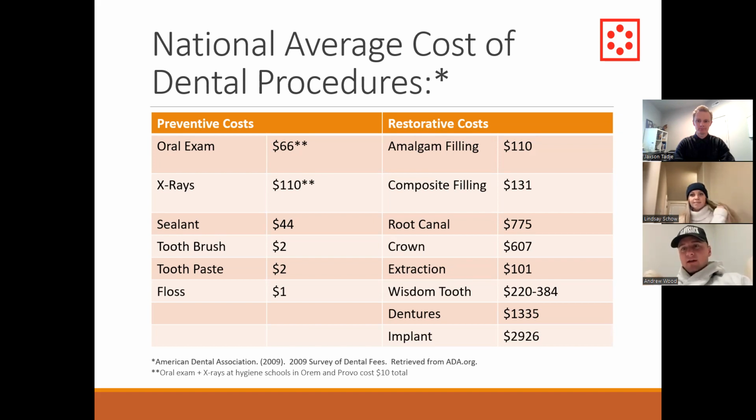Then you go on the other side, different types of fillings, 110, 131, root canals over 700, a crown 600, extraction over 100, wisdom teeth removal over 200 to 300, dentures, implants start getting into the thousands. So obviously the thing that we'll continue to reiterate is prevent, and that's always the best case scenario. That way you don't have to pay more, and it's a lot cheaper to prevent rather than have to restore.